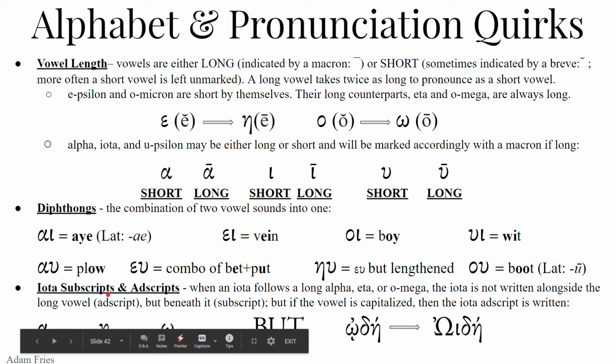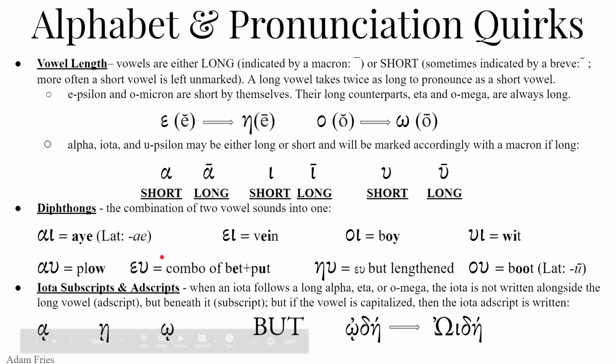Same thing with the eta, and same thing with the omega. Now, you can see epsilon and omicron are fine, as well as short alpha. Now, if the vowel is capitalized for some reason, is the first line or sentence or whatnot, then the iota will be written as an adscript. You can see the example there.